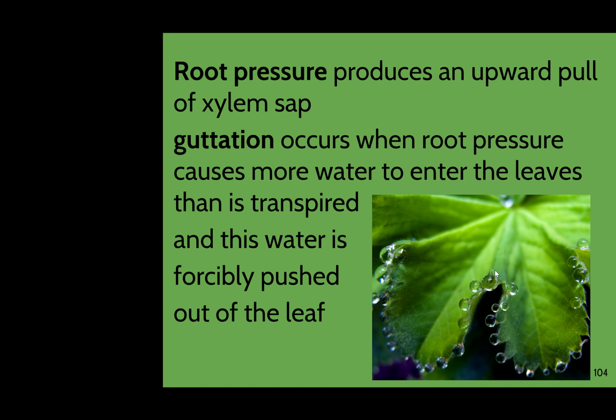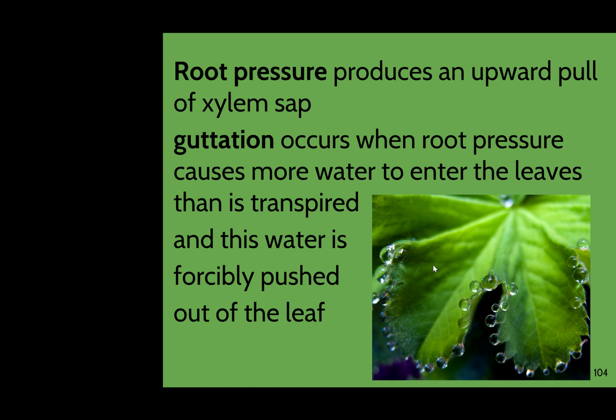it's a pressure that occurs in the cells as the water is moving from high water potential to low water potential. So it can actually produce this really interesting thing, and I'm sure you guys have seen this at some point when you've watched dew on grass, anything like that. But this is a really good example of it. I thought this was an amazing image. And it's called guttation. So guttation occurs when root pressure causes more water to enter the leaves than is transpired.